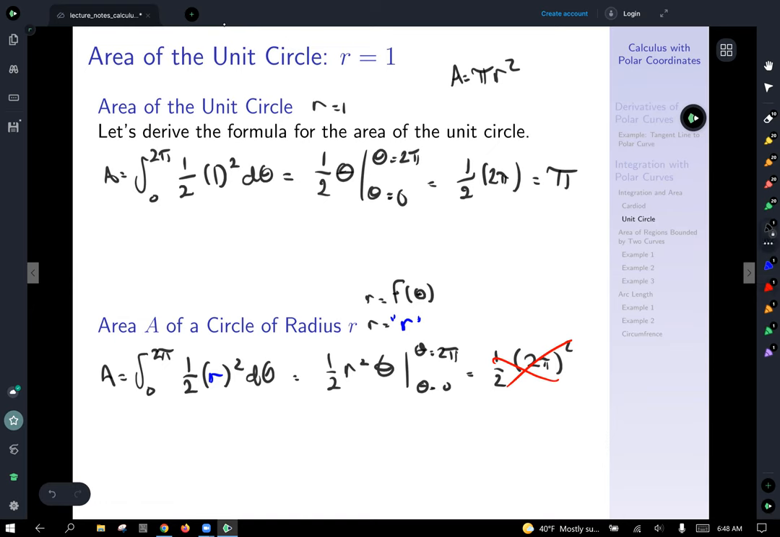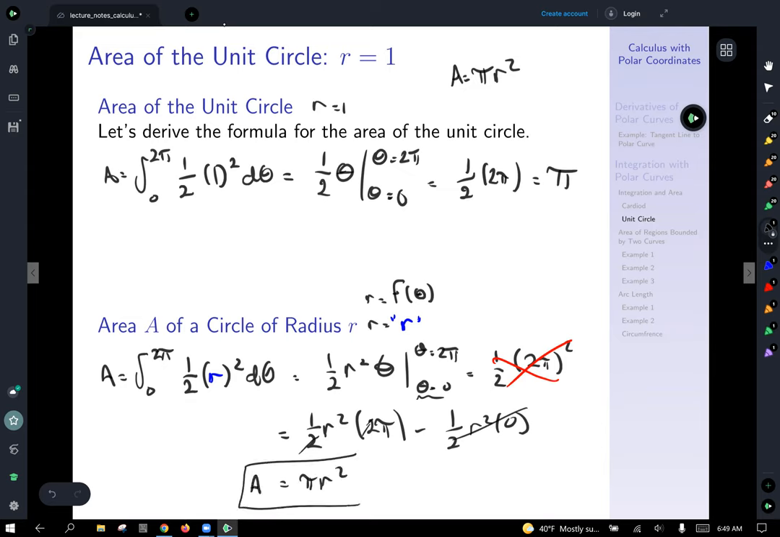Let's fix that. Okay, this is equal to 1 half r squared. Remember, r is a constant, and I even wrote theta equals 0 and 2 pi to emphasize that you're plugging in for theta, not r. Minus 1 half r squared times 0. Well, that whole expression is 0. So now we see that the 2s reduce away, and we're left with pi r squared as we should get. Apologies for that little hiccup.